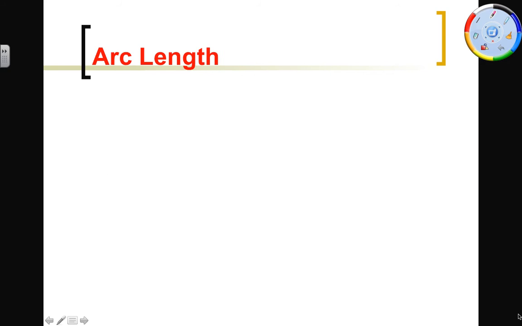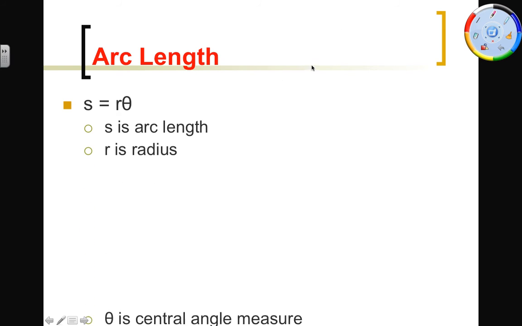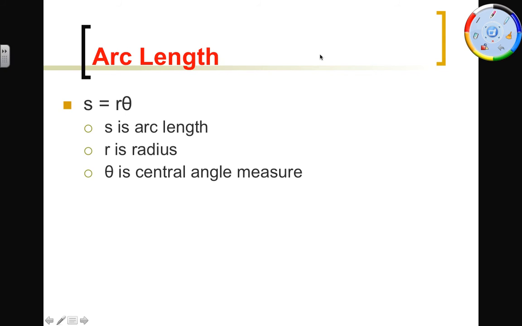All right, here's another one of those formulas, little things that you're going to have to memorize and never forget. My calculus kids keep forgetting this formula. We used it right at the beginning of the year. It's one of the simplest formulas we have. S equals R theta. S is what we call our arc length. R is the radius of the circle. And theta is the central angle measure.